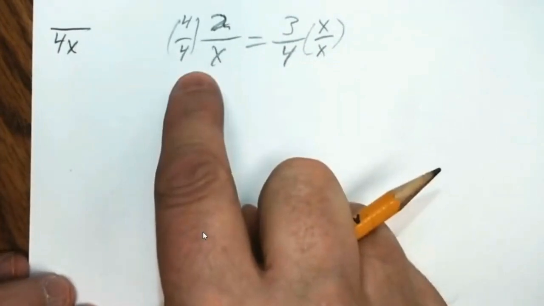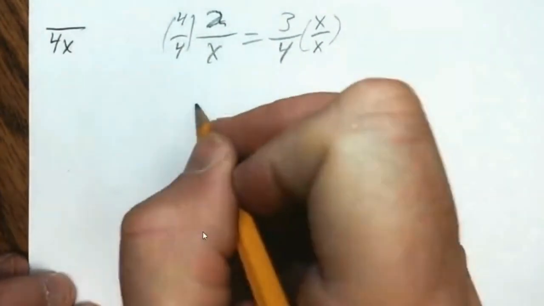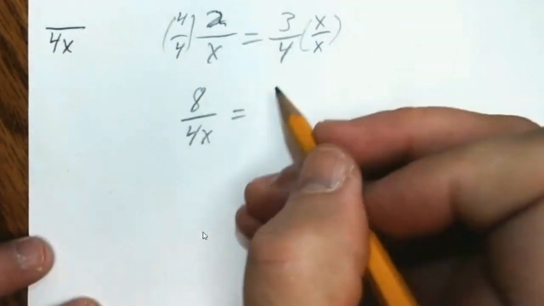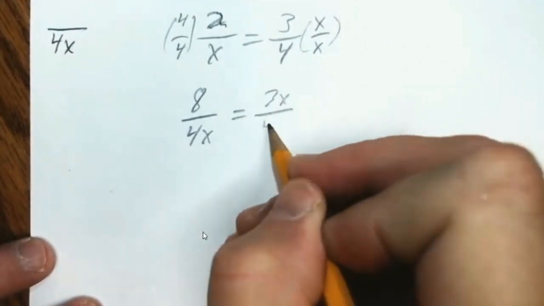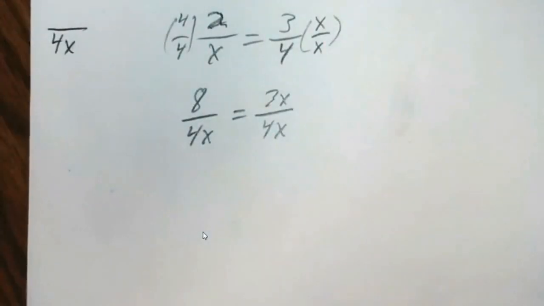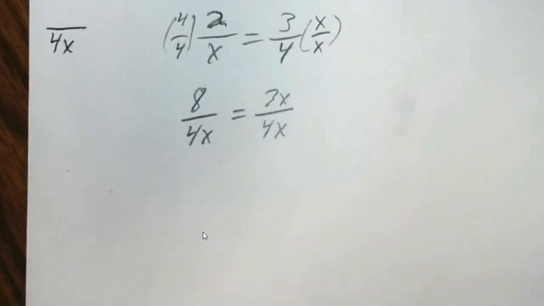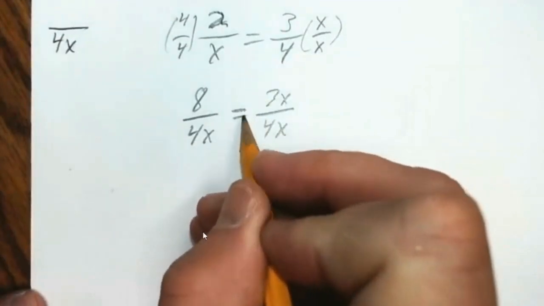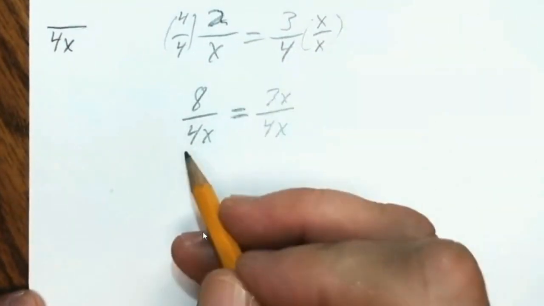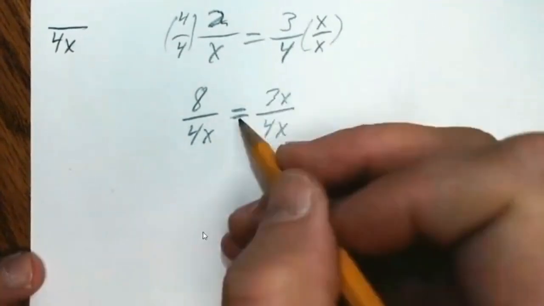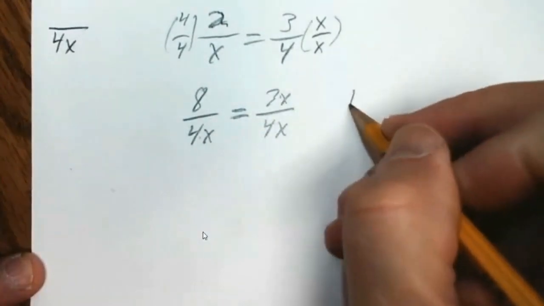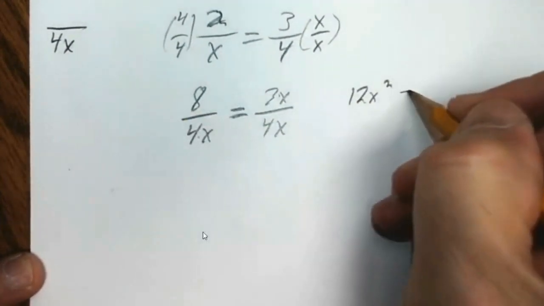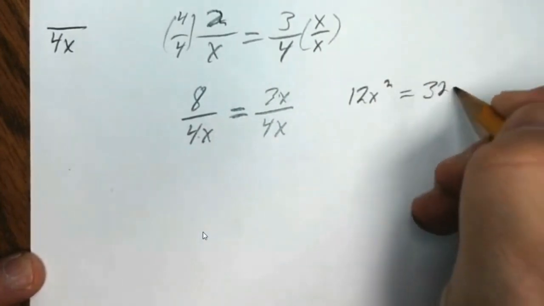So when we do that, now we've got 8 over 4x. And over here, we've got 3x over 4x. Okay, so great. If these are equal to each other, because it says right there they're equal to each other, to solve this we would cross multiply, right? 4x times 3x is 12x squared. 8 times 4x equals 32x.